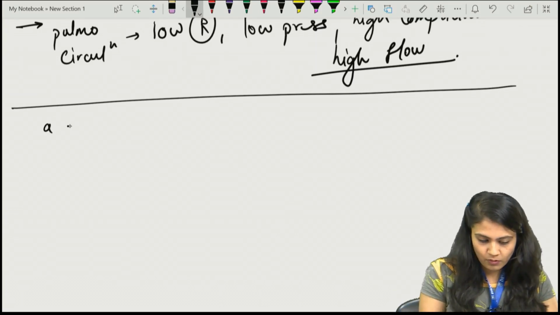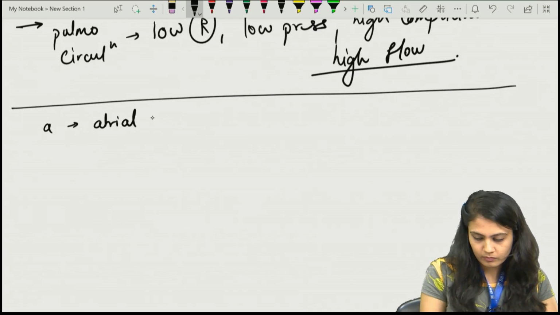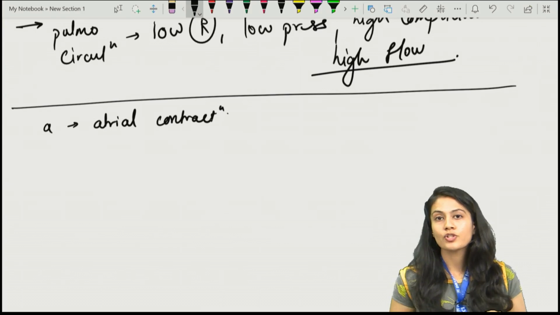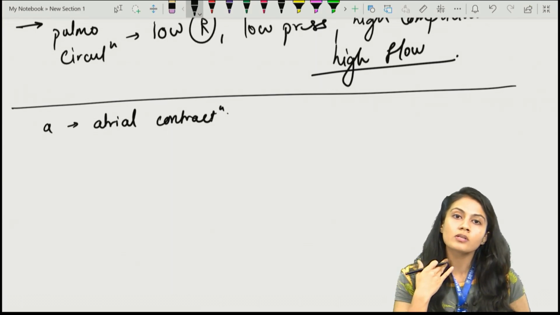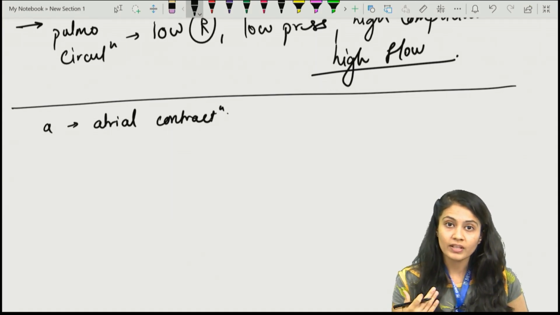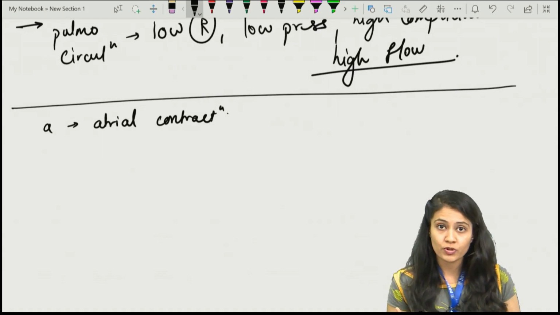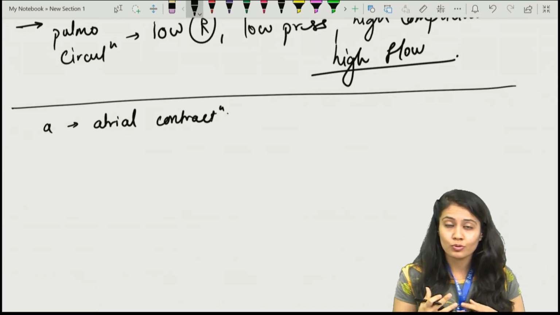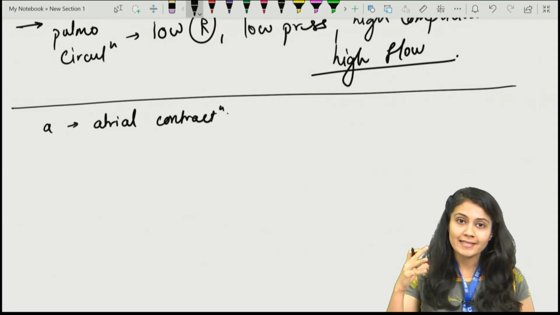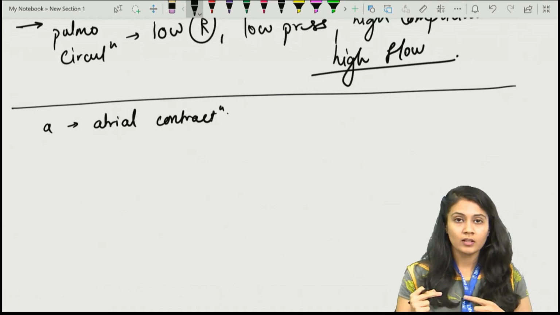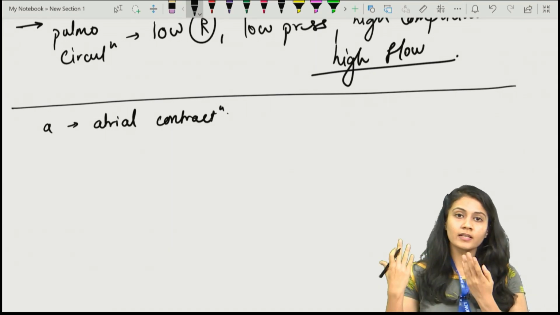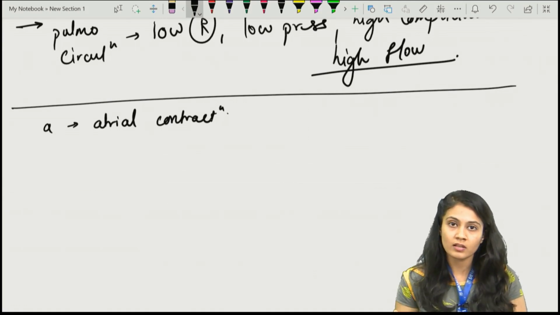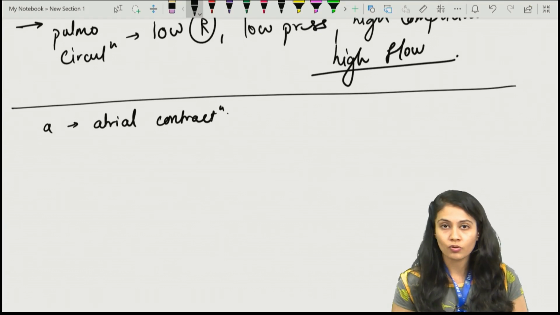The A wave is formed due to the atrial contraction. Basically, while recording the JVP, we put the transducer on the neck vein, that is the central venous pressure, which comes through the right atrium. As the atria contracts, the blood will flow towards the neck vein, and that will increase the JVP. It can be sensed through the transducer.